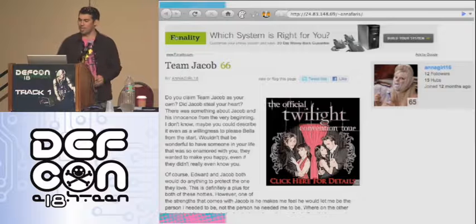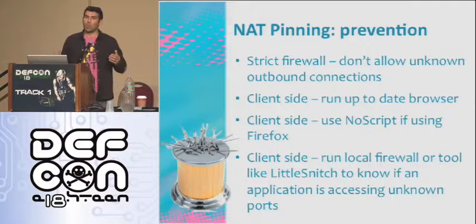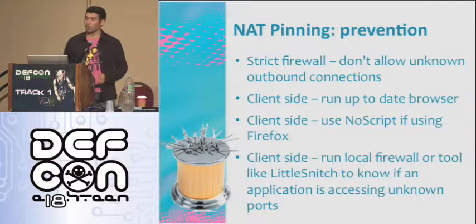So how do you stop NAT pinning? Well, there are so many ways that you want to have multiple layers. So you want a strict firewall. Try to make it as strict as possible if you can. If you don't expect people using IRC on your network, block it off entirely. If you don't expect people being able to send stuff, block it off. You can actually turn off UPnP and other protocols that allow this type of thing to happen.